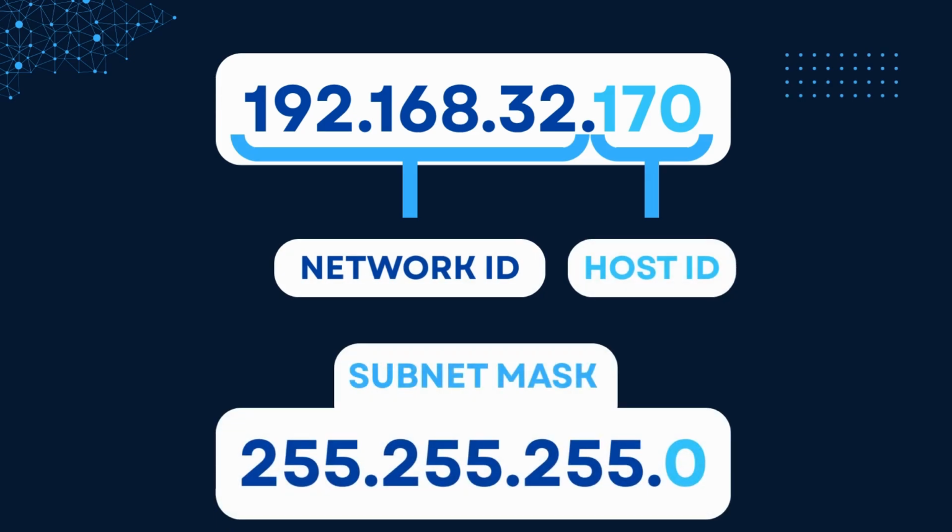Every IP address is made of two parts, the network ID and the host ID. The network ID identifies the network a device belongs to, while the host ID identifies the specific device within that network. This separation is defined by something called a subnet mask, which tells devices which part of the IP address refers to the network and which part refers to the individual device. Thanks to this system, many devices can be connected to the same network, all sharing the same network ID but each having its own unique host ID.